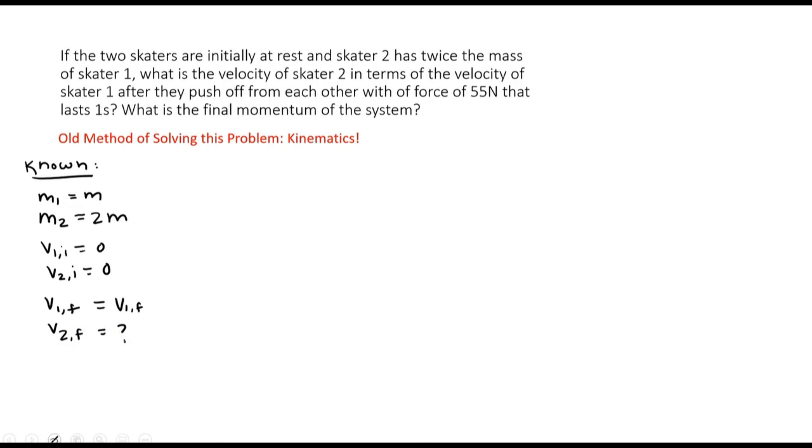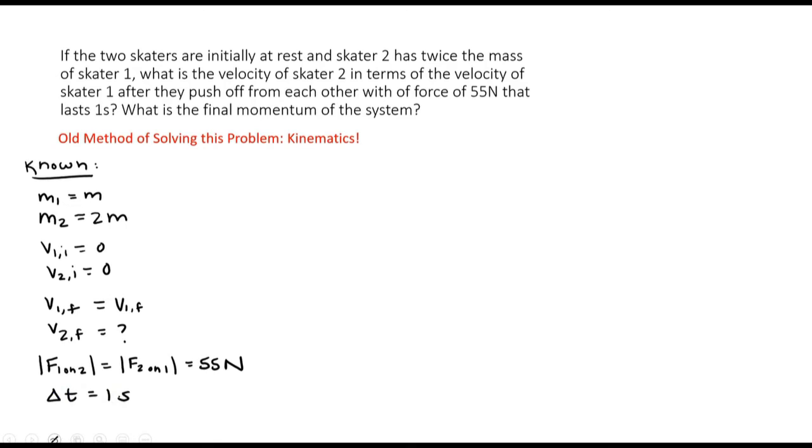All right, we still have some more stuff that we know. The force here, they're pushing off from each other with a force of 55 newtons. What that tells me is that the force of skater 1 on skater 2 is equal and opposite to the force of skater 2 on skater 1. They have the same magnitudes, both 55 newtons, but opposite in direction because they're a Newton's third law pair. And then we know that this push lasts 1 second, so delta t is going to be 1 second.